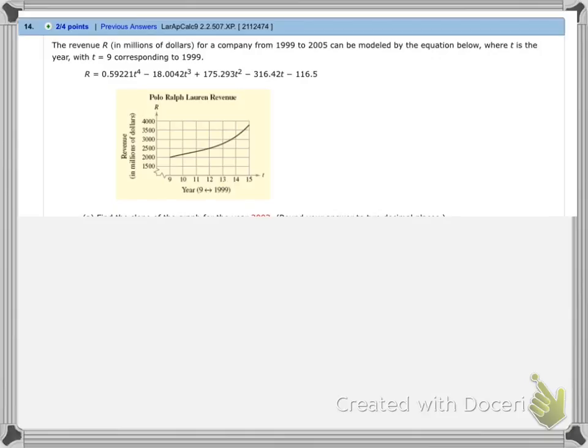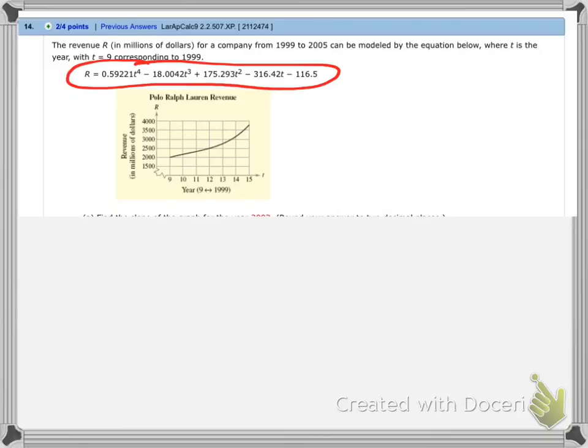Those are all synonyms, by the way. What's the slope of the tangent line at 2002? How fast is revenue increasing? What's the rate of change of revenue in 2002? All those can be found by taking the derivative of revenue with the power rule that we learned ever so briefly on Wednesday, and then using it to find that slope.